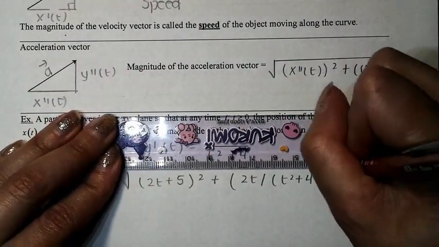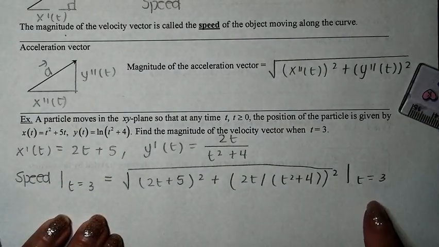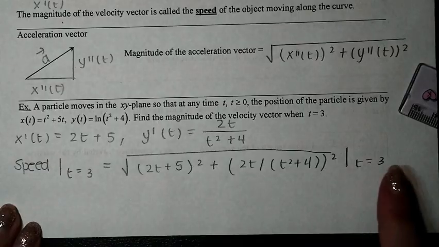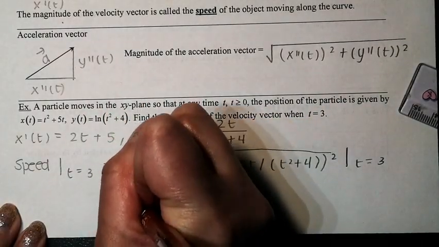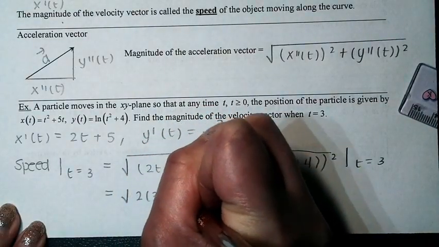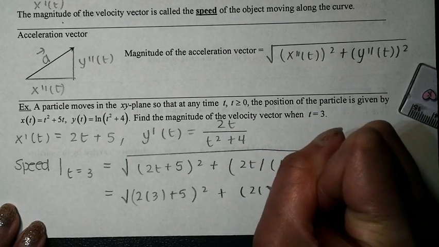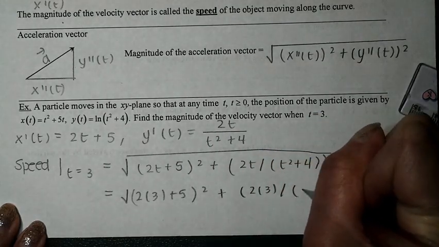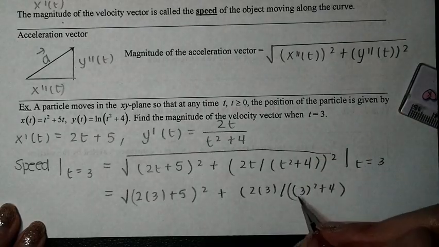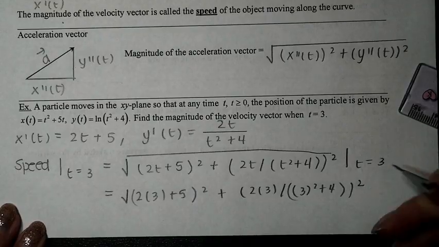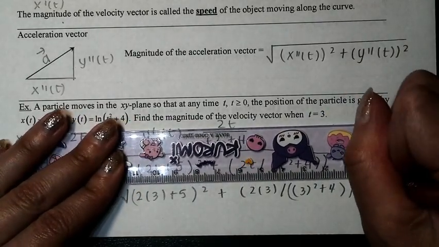But that's not it, because we need to evaluate this at t equals 3, and that's why I'm indicating here that I'm going to evaluate at 3. So what are you going to do here? You're going to plug the 3 in instead of the t. So you have something like this, squared, plus 2 times 3 divided by 3 squared plus 4, all of this in parentheses, and then another parenthesis, squared. That's what we have.